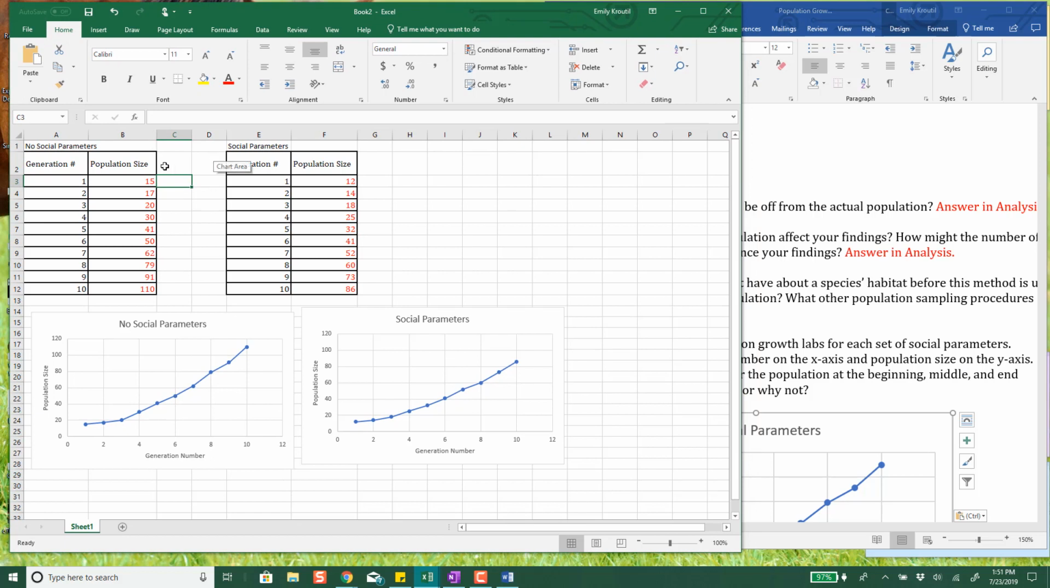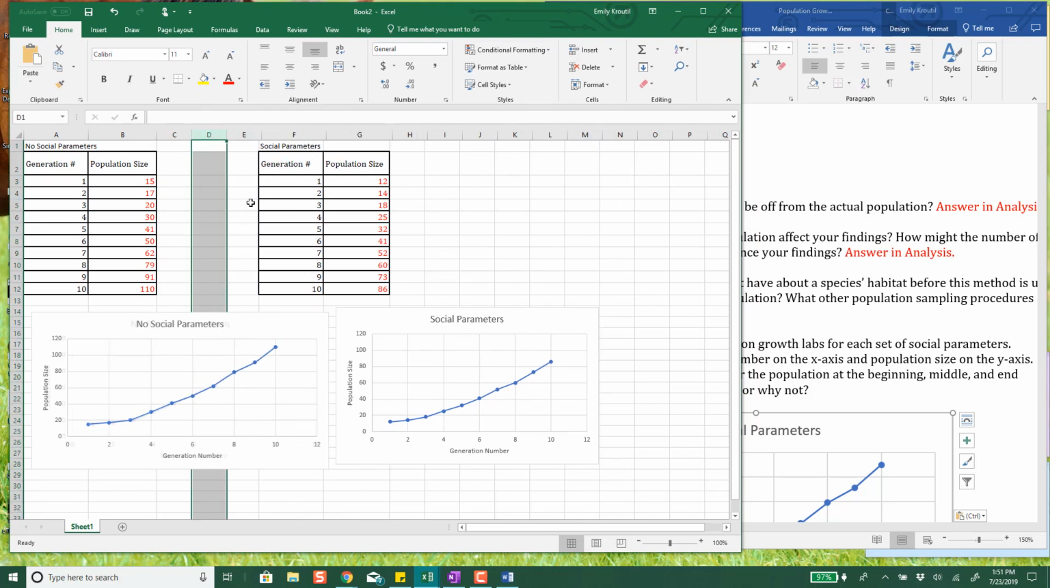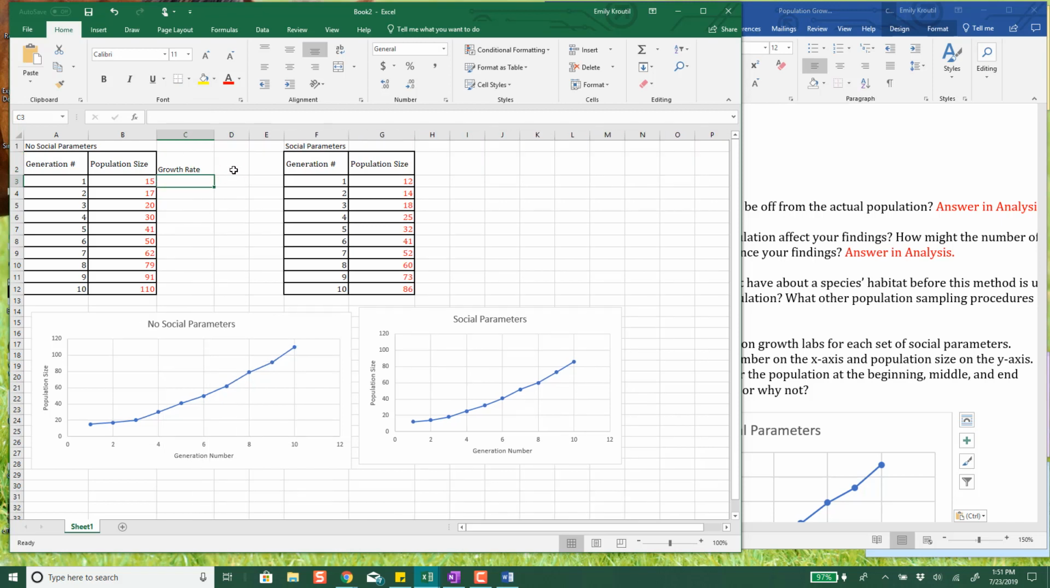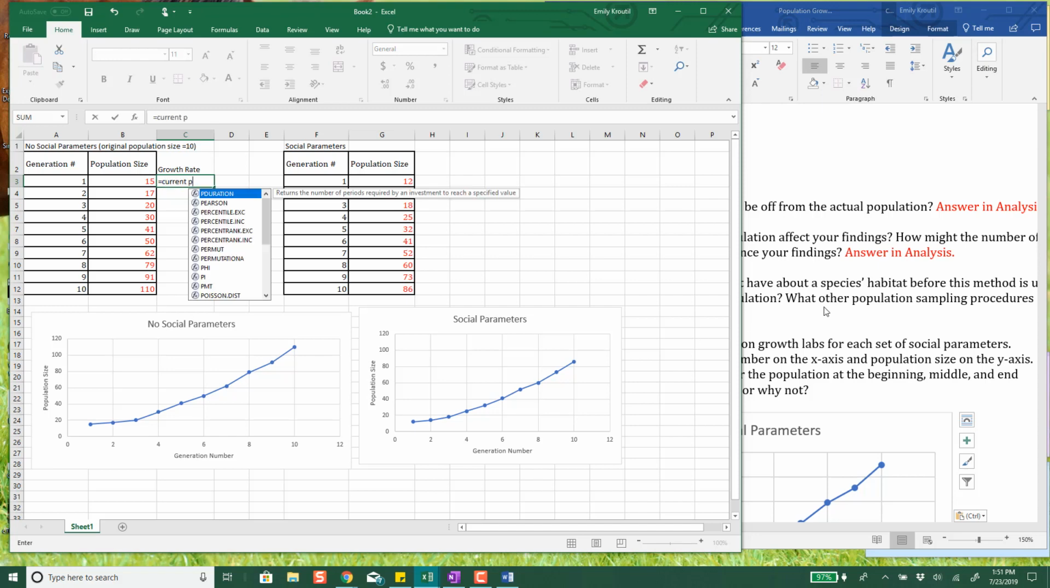Okay, now in order to calculate doubling time, we're going to have to do a couple of things. So here's what I'm going to do. First, we need to calculate the growth rate. And I'm going to do this in Excel just because it's going to be a little easier. And so for our growth rate, remember, our original population size was 10, right? We had 10 in the parent bucket. So for our growth rate, we are going to take our current size. Let me write this here.